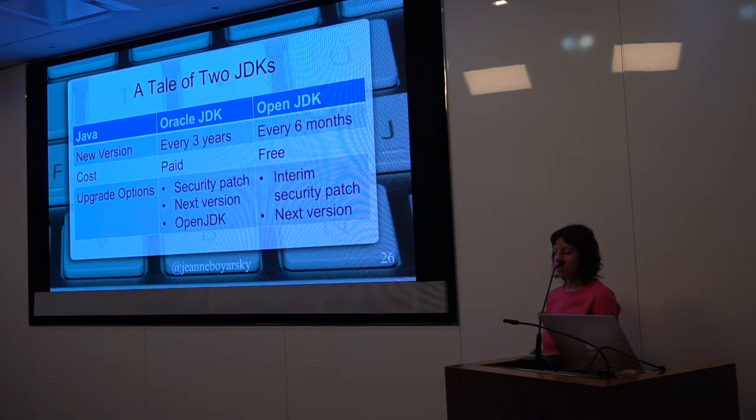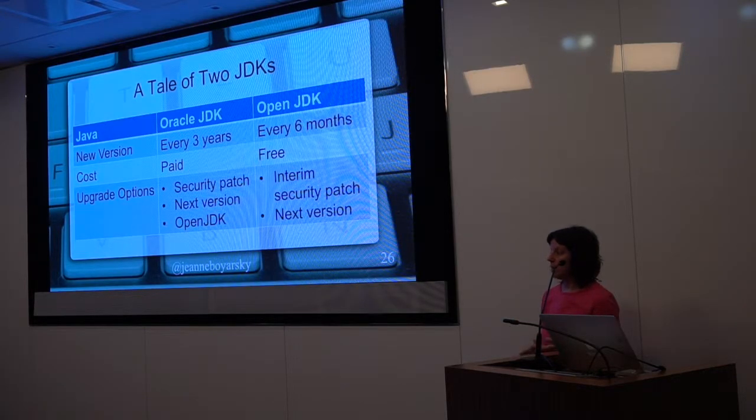If you're on a commercial JDK, your upgrade options are to go from security patch to security patch, to wait for the next 3-year version of Java, or to switch to OpenJDK. If you switch to OpenJDK, you've got the OpenJDK security model. I'll get to you after this slide.